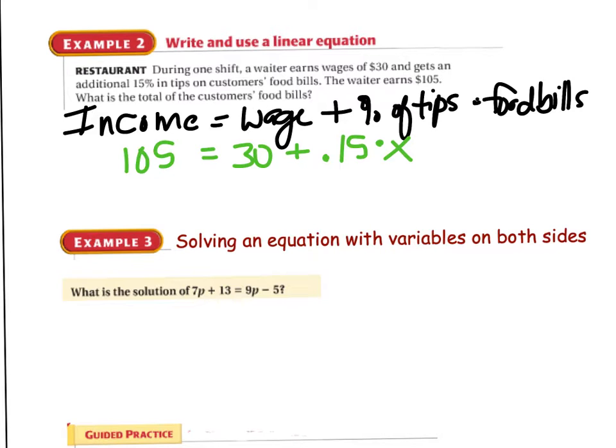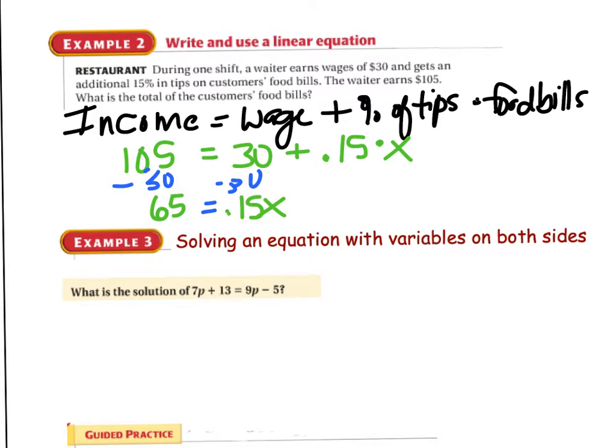So let's go ahead and solve this problem. The first step I would do is I would subtract 30 from both sides. Okay, and then I end up with 65 over here, right? 105 minus 30 is 75, minus... 100 minus 30 is 70, minus 5 more is 65. And 15/100ths on that side.